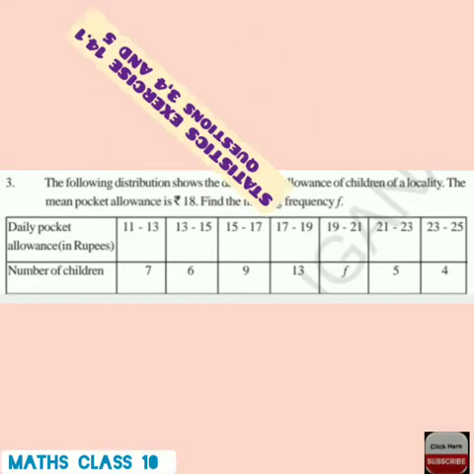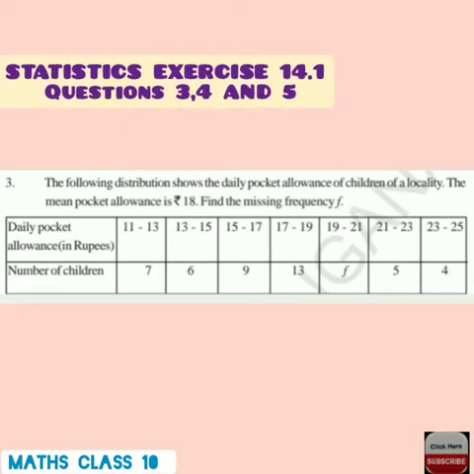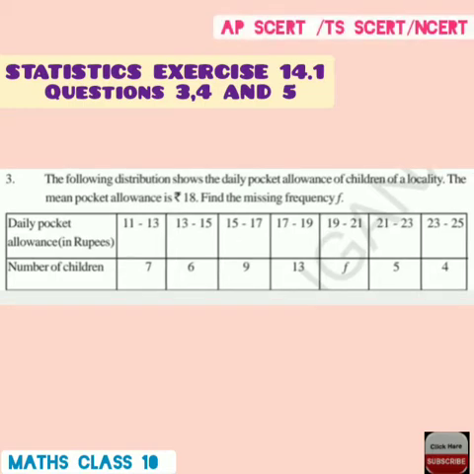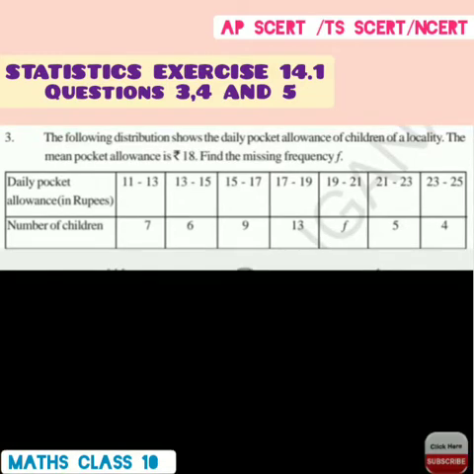In this video lecture, we will see Maths Class 10 Statistics Exercise 14.1 Questions 3, 4 and 5 from APSCERT, TSSCERT and NCERT. Question 3. The following distribution shows the daily pocket allowance of children of a locality. The mean pocket allowance is Rs 18. Find the missing frequency f.